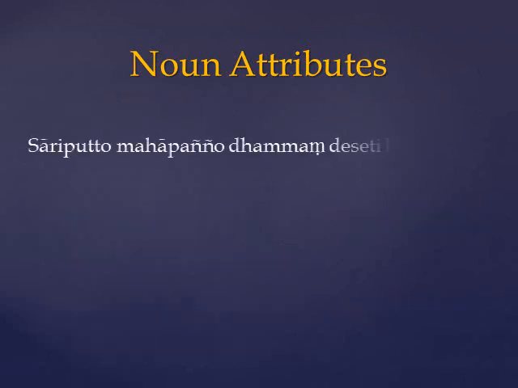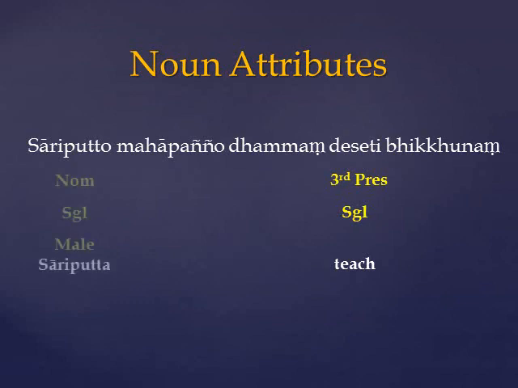Sariputta mahapanyo dhammam deseti bhikkhunam. Now we can see here the verb is deseti, to teach, and it's in third person singular. And we know in Pali the verb matches its subject in both person and number, and also the subject will most likely be in nominative case. And here we can see that Sariputta mahapanyo is the subject. Mahapanyo, meaning very wise, matches Sariputta in case, number and gender, and so is an attribute of the name Sariputta.